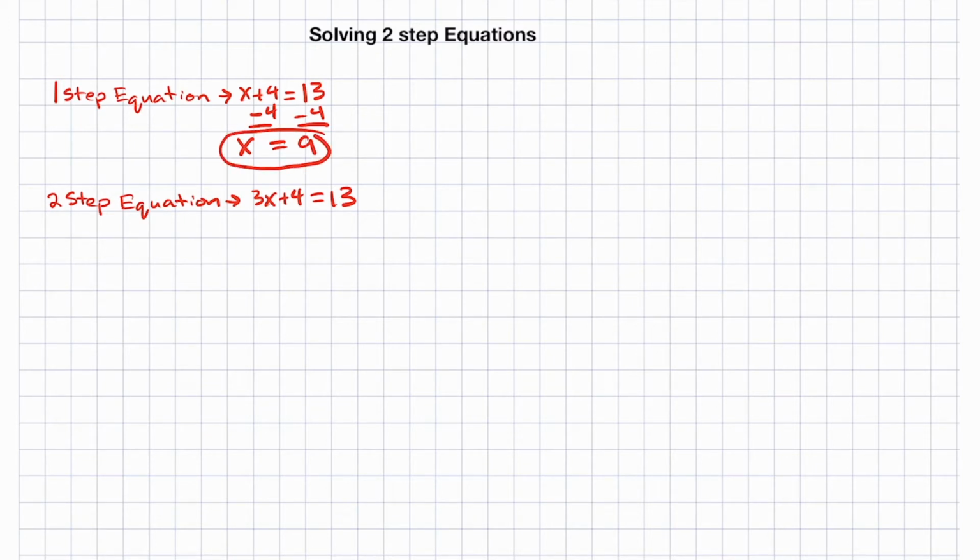A two-step equation is similar to this, except there's two steps. There's two things to do. So if we look at our equation, we can see it is 3x plus 4 equals 13. We have two operations now. We have that plus 4, and we also have times 3. So now the thing that we have to think about with two-step equations is which operation do we undo first? Which one do we do the opposite of first?